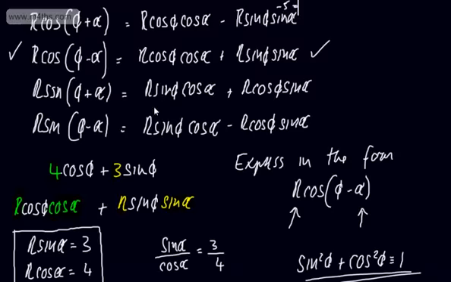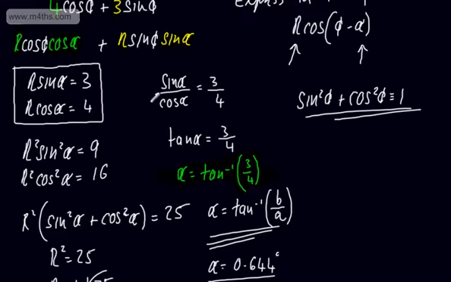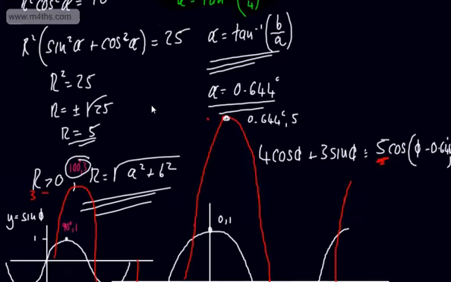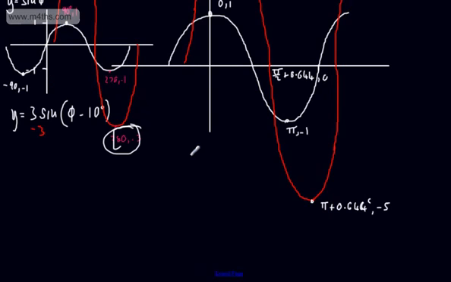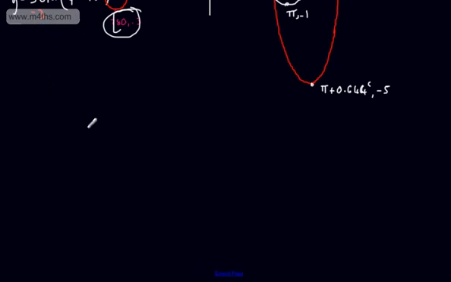But what happens if the right hand side of that equation is a constant? Let's make a nice straightforward one. So let's say we take 4 cos theta plus 3 sin theta, and let's say that this is equal to 5. We will let theta be between 0 and 360 degrees.